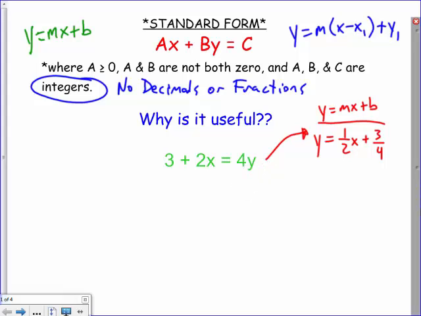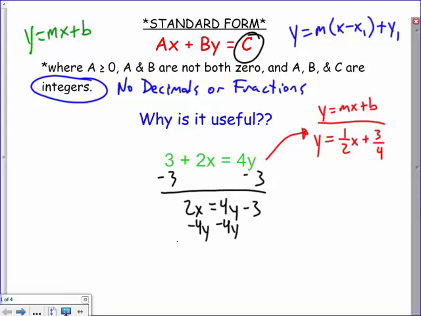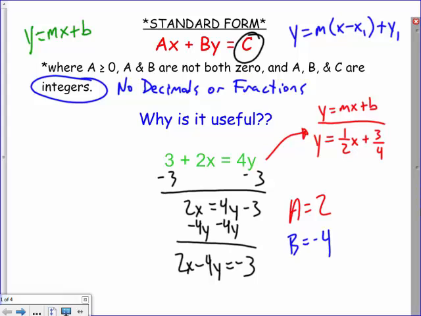Well, let's take a look at this once. Let's say I wanted it in standard form. Well, I'd have to get the x and y on the same side, and then get that c, or the constant, the lone number, by itself. So in this case, lots of things I could do. I'm going to subtract the 3 to the other side. So then I'd have 2x equals 4y minus 3, and then subtract my 4y back over here. So then I have 2x minus 4y equals -3. So there we go. A, b, and c are all integers. It looks like my a equals 2, my b equals -4, and my c equals -3.